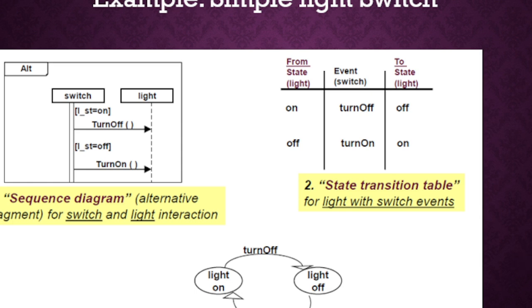A very simple example to start with, just to have a little concept, is the light switch. So it is very simple, we do not take too much time here. You can easily understand what is happening. There are two objects, one is the switch, one is the light. So if it is on, you can turn it off, and if it is off, you can make it on. Obviously you cannot make off to off or on to on, because it is already there.